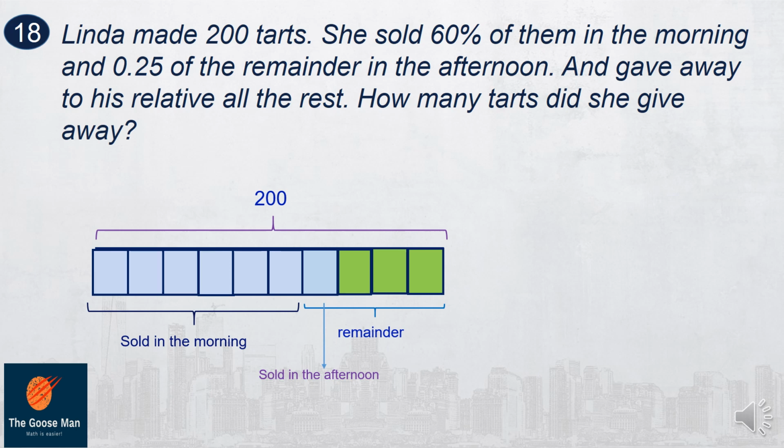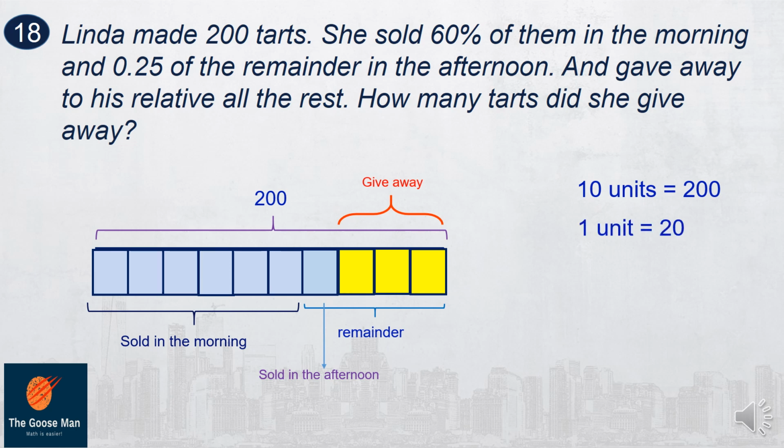So meaning to say 7 parts out of 10 were sold in all. And 3 parts were given away. So meaning to say 30%. So if we will solve this, we have 10 units is equal to 200. And take note that 1 unit is equal to 20, meaning to say 200 divided by 10 is equal to 20. But I have 3 parts considered as given away. So meaning to say 3 units is equal to 60. So therefore, she gave away 60 tarts.